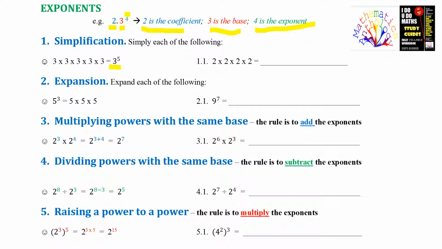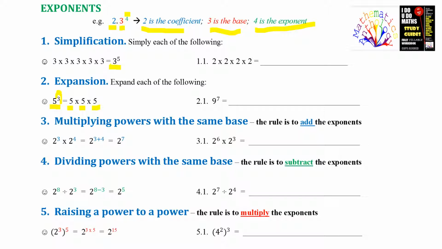So if we move on to expansion, let's expand each of the following. 5 to the power 3. Now here, the power 3 or exponent means that there are 3 5's, base 5's, that are being multiplied. So 5 to the power 3 will be 5 times 5 times 5.